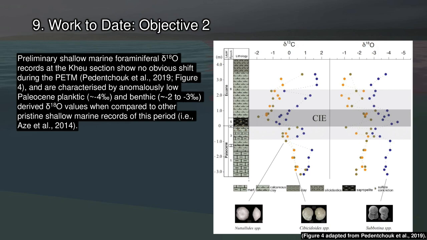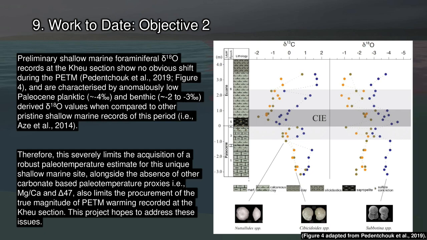If you remember back to those first bulk records that show this pronounced negative excursion, especially in the Paleocene, the pre-event period, we're quite characterised by very, very negative planktic and benthic derived 18O values. When you compare these records to other pristine shallow marine records of the same period, which is quite unusual, we need to think about what exactly is going on in these records. What could be the cause of this?